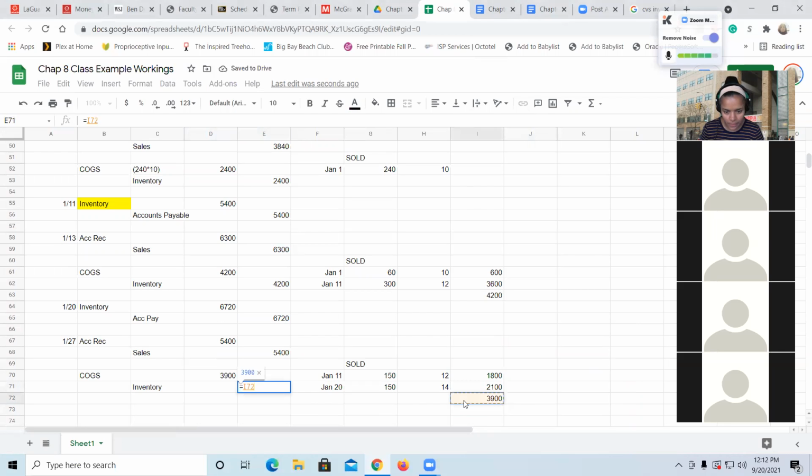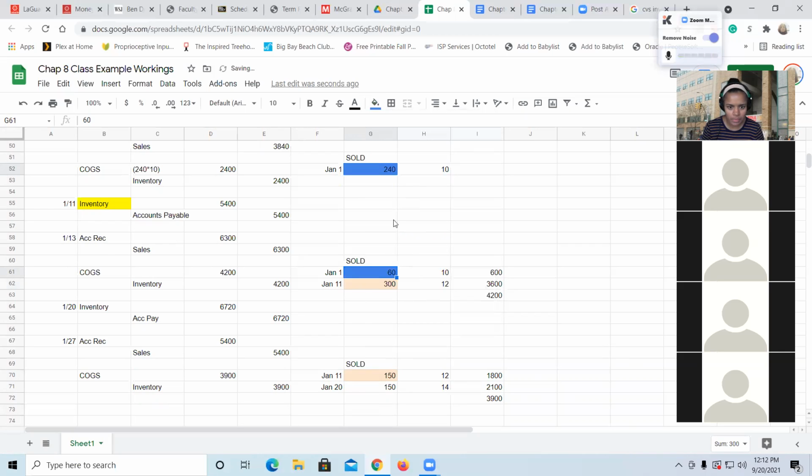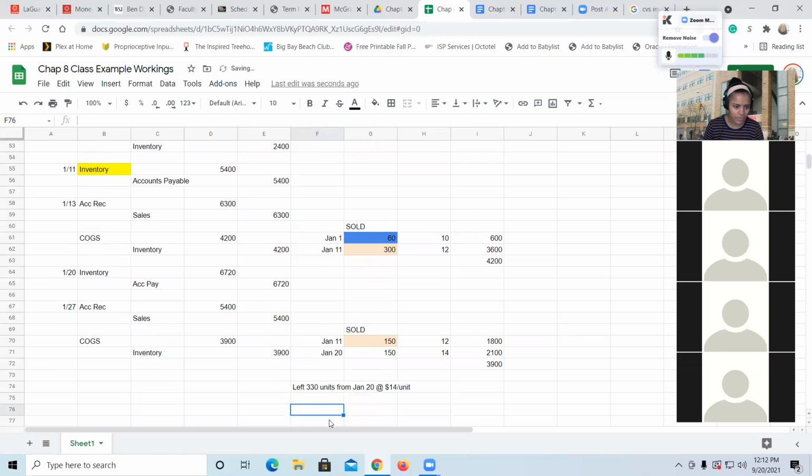Half of the units came from the January 11th batch of inventory, and the other half came from January the 20th. So now you can see that January 11, those have all been sold, right? So it's only the 20th that still has stuff left. And the 20th, we bought 480 total, 150 was sold. So it must mean that what's left is 330 units from January the 20th at $14 per unit. That's our leftover inventory.